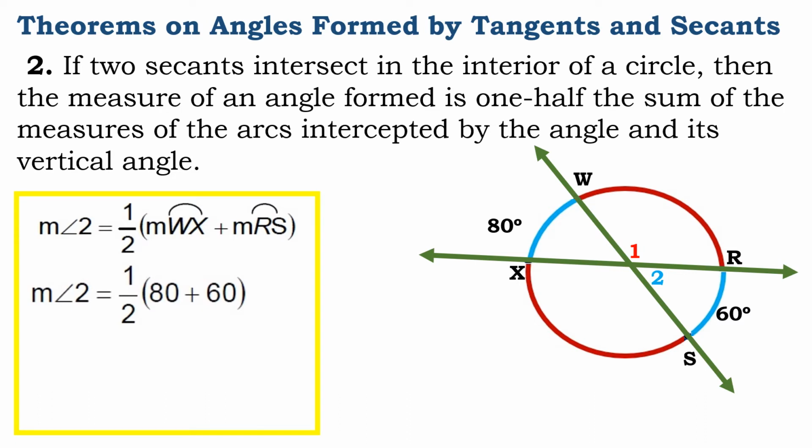Now, the measure of angle 2 is equal to 1/2 (80 + 60). 80 plus 60 is equal to 140. And 1/2 of 140 is equal to 70. Therefore, the measure of angle 2 is equal to 70 degrees.